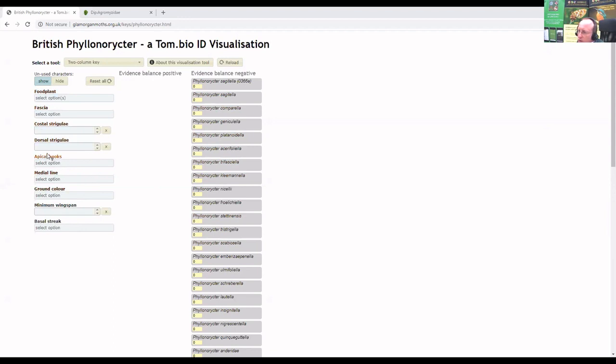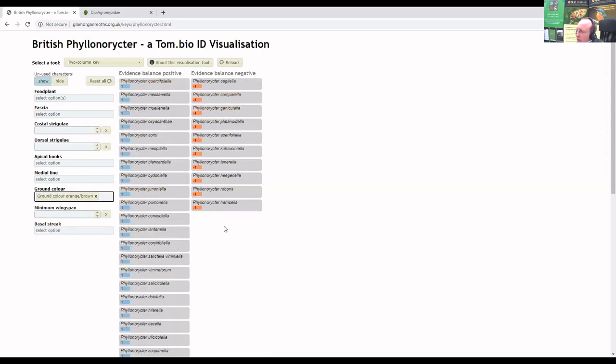So, for example, the ground colour: the majority of Phylloneuropters are orange and brown. There's a few that are white. So if I select that one, then it's the list of species filters. The ones that are white are on the right, and the ones that are orange and brown are on the left. So the higher the score, the closer match it has to what you're looking at.